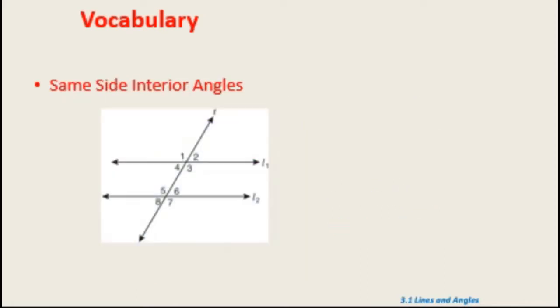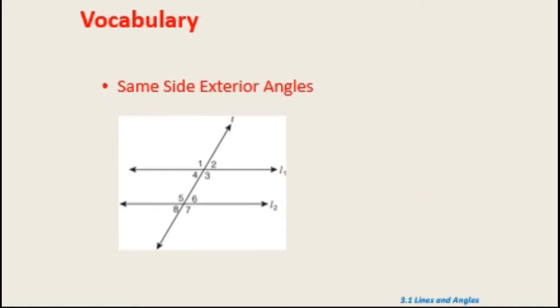Alright. Same side interior angles are angles located inside a set of parallel lines and on the same side of a transversal. So here, the same side interior angles are angle 4 and angle 5, and angle 3 and angle 6.